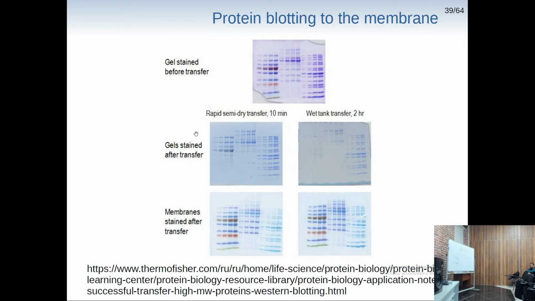But most of the time, from my experience, those machines which allow you to use 7 to 10 minutes are more than enough. So it's only some rare cases when you can use the wet tank. And we can also stain the membrane, as you can see. There are differences, of course, but mostly it is transferred without any problem.